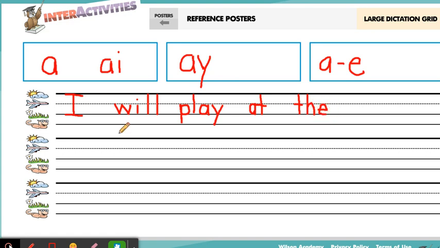I will play at the lake. L, A, K. I hear that C sound or K sound, or it could be CK. But how you spell lake is L-A-K, and I want this one to say an A, so I do have to put an E here. L-A-K-E and a punctuation. Tap yourselves on the shoulder. You did a great job.